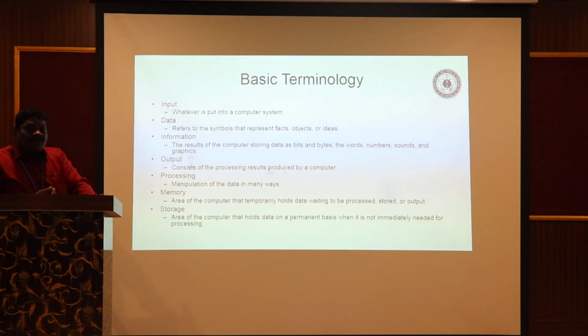Next, data. Data means it is a fact, a real fact or object or some ideas. That is called data. It is a raw fact. Next, information. Information means the processed data. The processed data is called information. Next, output. Suppose you give some input, the input is processed and produces output. That is called output. Next, memory means it is a data store for the system. That is memory. Next is storage. If you want to store some data in the computer, that is called storage.